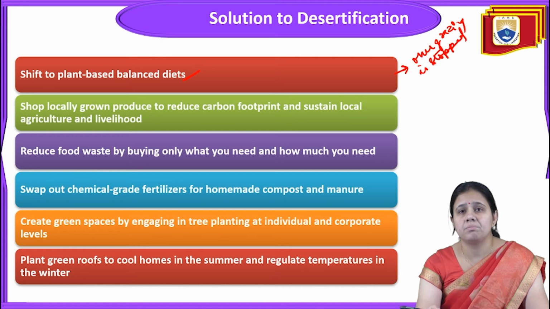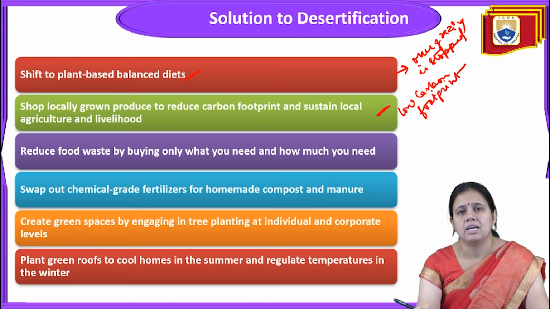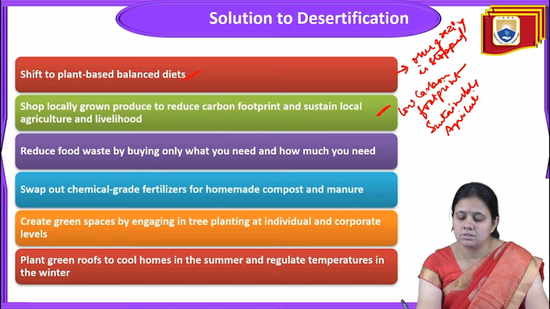Buy locally grown produce to reduce carbon footprint and sustain local agriculture and livelihood. If we focus on a low carbon footprint, then this will lead towards the sustainability of agriculture and livelihood. Sustainable agriculture is very much important. Reduce food waste by buying only what you need and how much you need.